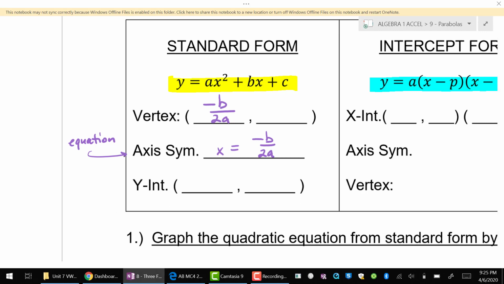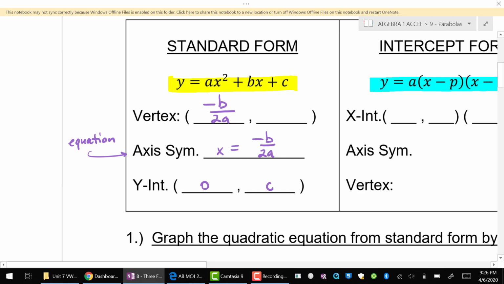The y-intercept always is when x equals 0. And so we can plug in 0, and when we do, we're going to find that the y-intercept is going to have a value of c, whatever the constant is at the end in standard form. So (0, c) would be the y-intercept.